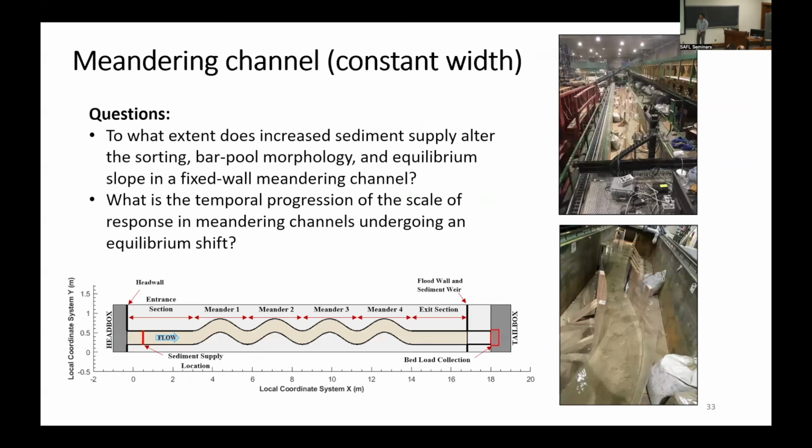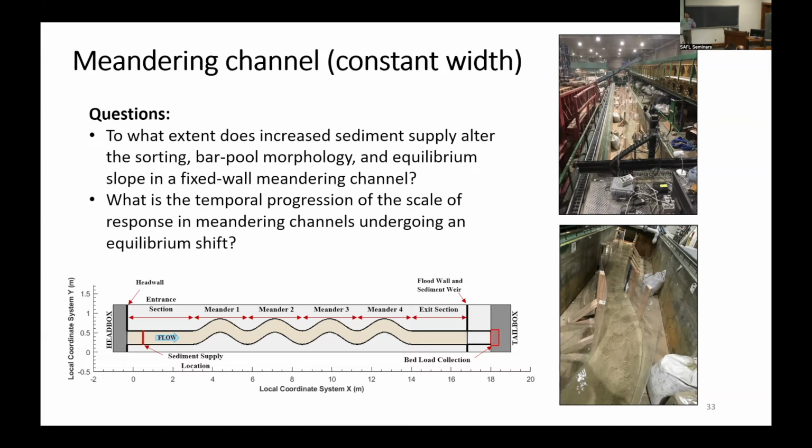So now moving on to this last geometry, this meandering geometry. This again is the same flume, but now, because we're trying to fit 4 bends inside that flume, we've scaled things down pretty significantly from a width and a grain size perspective. In this case, what we wanted to do was try to understand, how does a channel that has this series of bends in it respond to changes in sediment supply? And importantly, what is the temporal progression of the scale of response in meandering channels?